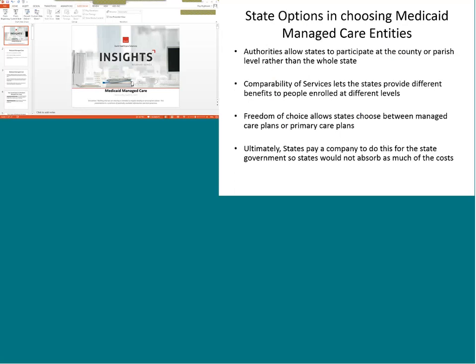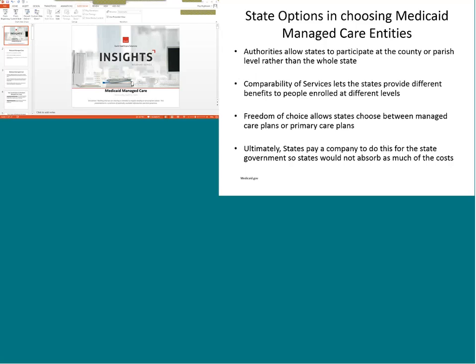Each state has an option of choosing a Medicaid Managed Care plan, and there are these governing authorities that pretty much mandate what the rules are and what type of rates they will pay. These authorities allow a state to participate down to the county or a parish if they choose to subdivide those care regions further than just at the global state level.